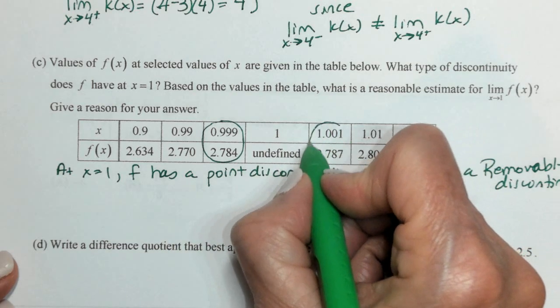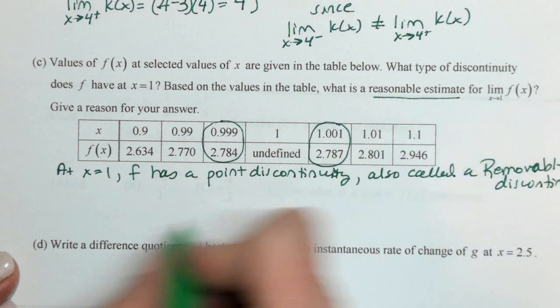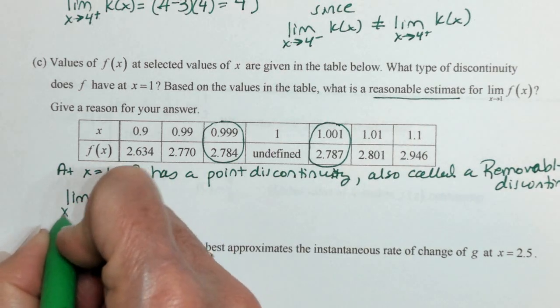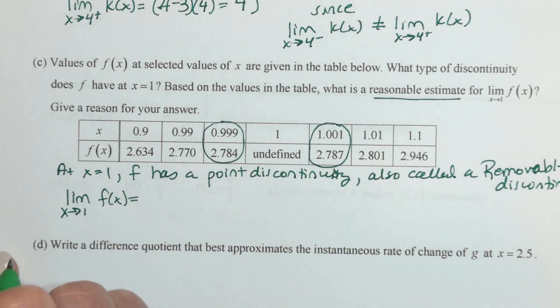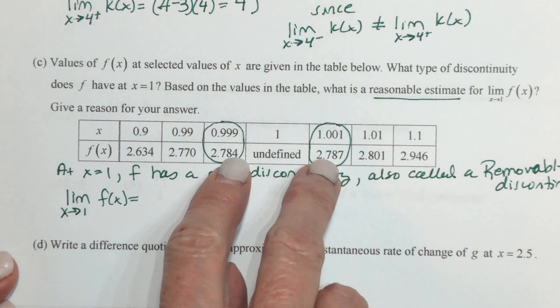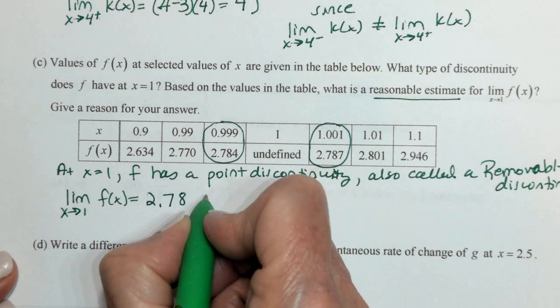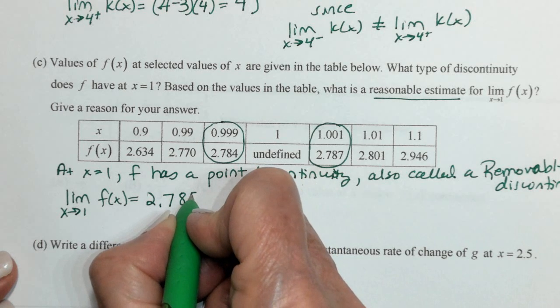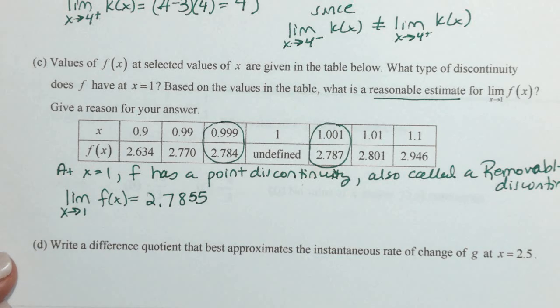At 1.001, I'm at 2.787. So what would be a reasonable estimate for the limit as x approaches 1 of f of x? What would be a reasonable estimate? I would say a value in between those. Maybe 2.7855? I think that would be a reasonable estimate.